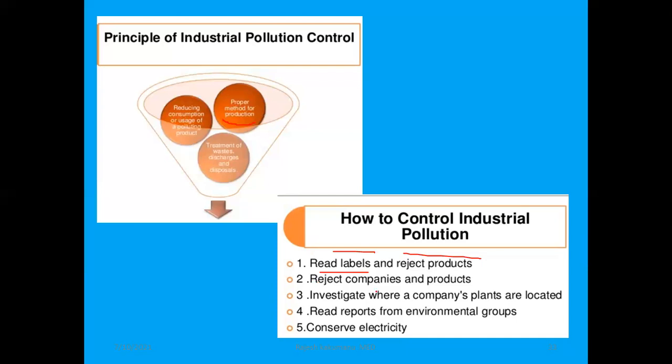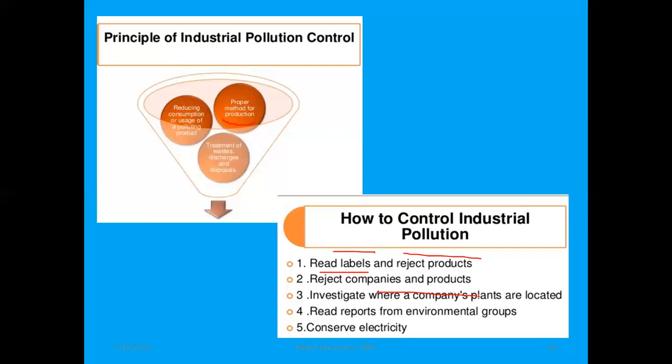Second point, reject companies and their products. For example, if you take any consumable products, and in the market the company's name has been drastically reduced, automatically we will not purchase the products, right? Next, investigate where a company's plants are located. We have to check where the company or industries are located. For that, we can Google it, or directly see the label on the back of any product and see where it is manufactured, where it is packaged, and where it is distributed.